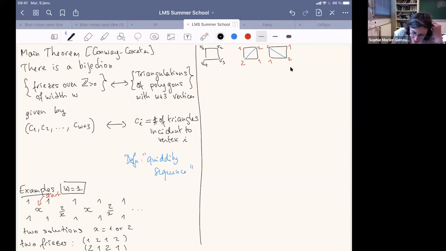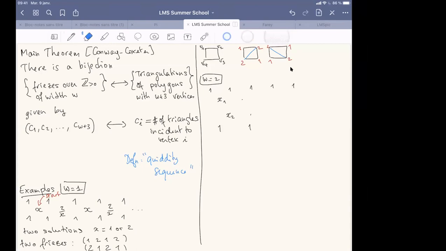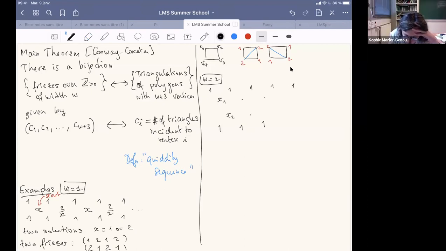OK, so that's the first example. What about one more row? If you are trying to understand frieze with two rows, you can do the same. Just put some unknown values, x1, x2, and then compute. Oh, sorry, I need to make the shift nicer. Okay, then you compute with a rule, the unimodular rule, and you will find some arithmetic constraints, if you want to have only positive integers.